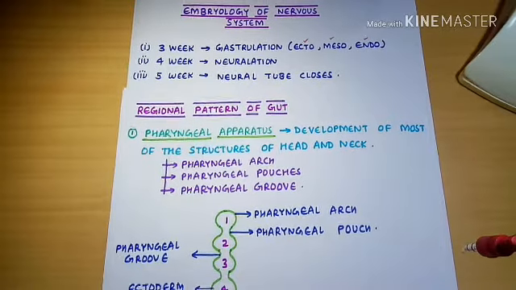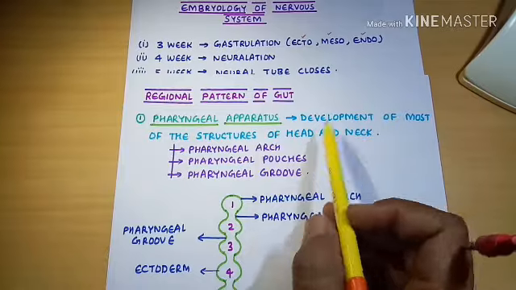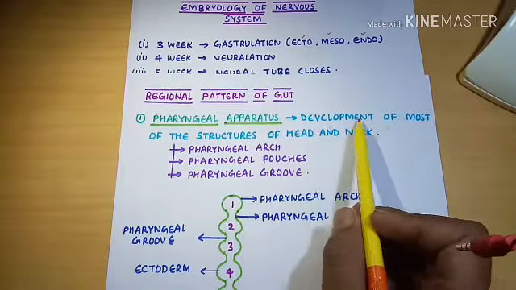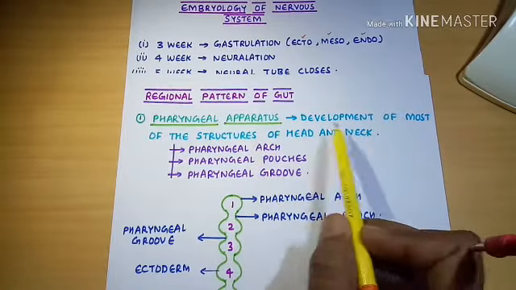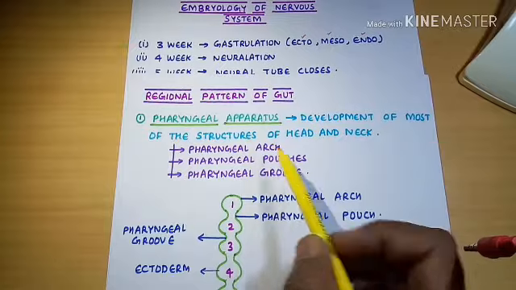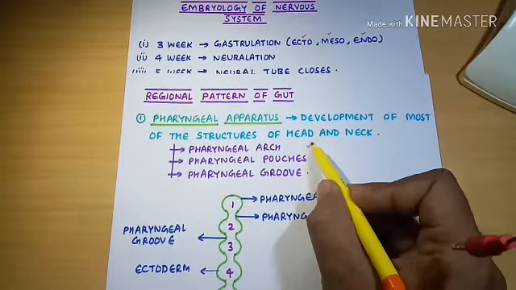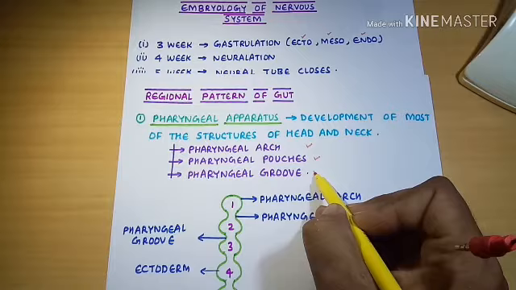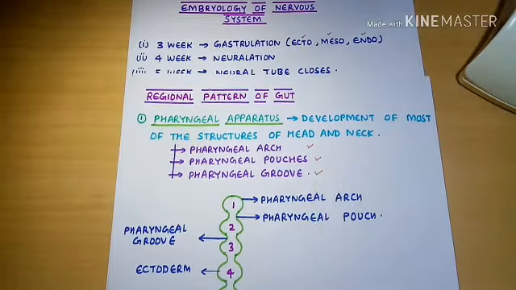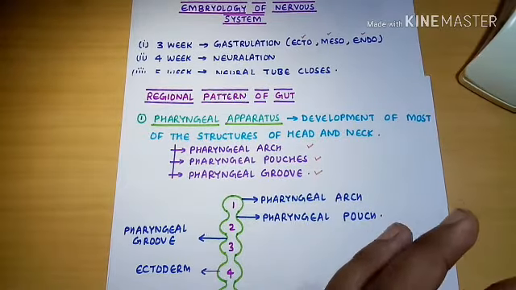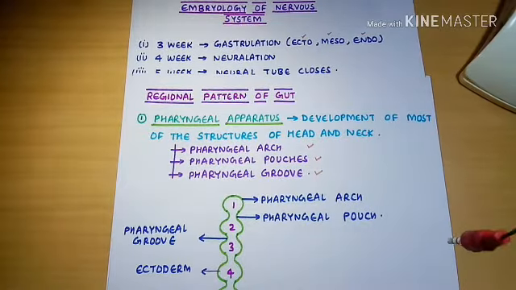So let's start. The pharyngeal apparatus. The development of most of the structures of the head and neck is from the pharyngeal apparatus. The pharyngeal apparatus consists of three parts: the pharyngeal arches, pharyngeal pouches and pharyngeal grooves.